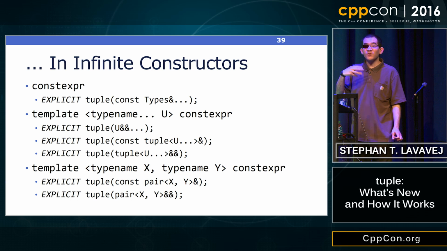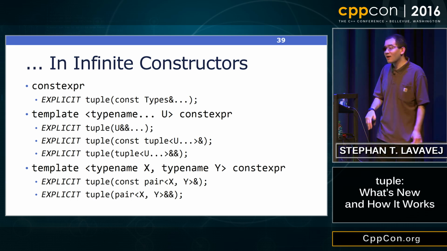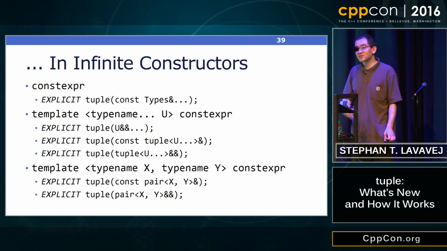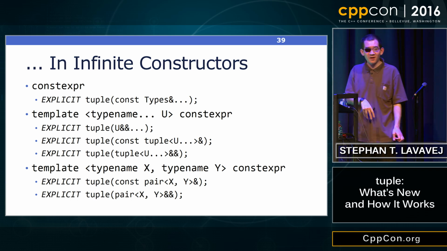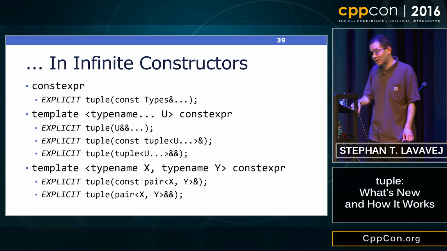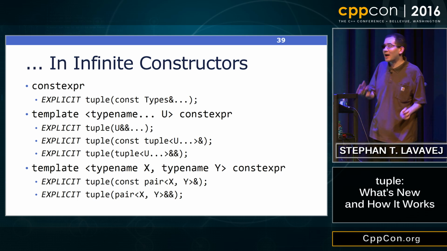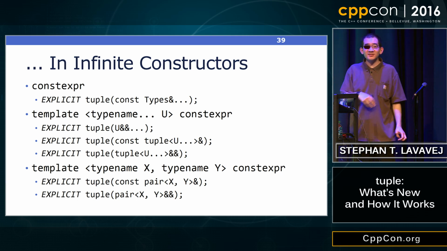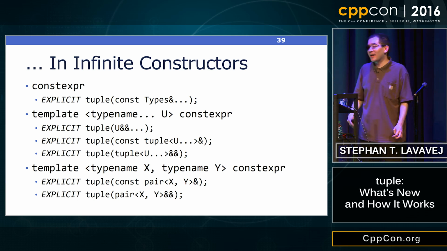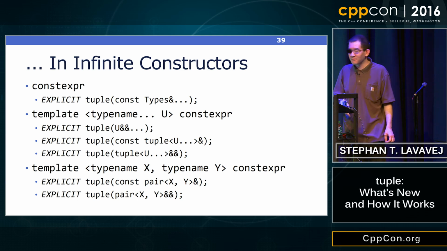Then you've got the converting copy constructor and converting move constructor for tuples. And this is quite useful. This is what allows you to convert a tuple of const char star to a tuple of std string. And finally, you have a couple of pair converting copy and move constructors that exist only for 2-tuples and allow you to convert from pairs to tuples, which are convenient, but require dedicated constructors.